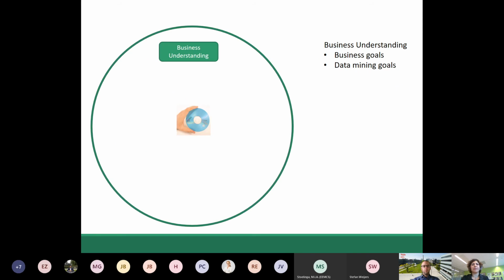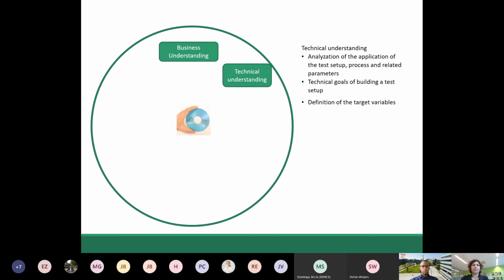The first chapter is business understanding. In this part, we should define the business goals and data mining goals. The next chapter is technical understanding. For example, this is related to the test setup, if we want to build it to generate data. In this chapter, we should explain the analysis of the application of the test setup process and related parameters. We should explain the technical goals of building a test setup and the definition of target variables.